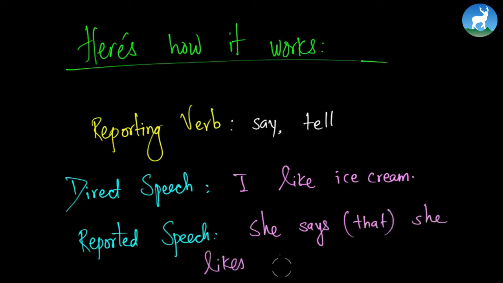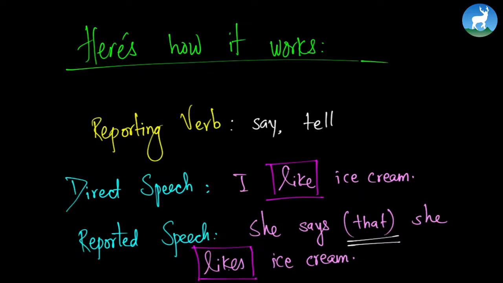Make sure not to make any spelling mistakes. Ice cream. She says that she likes ice cream. That is optional. Without even using that, the sentence is complete in itself. She says she likes ice cream is also correct. We don't need to change the tense. What is the tense here? Like. It is present tense. What is the tense here? Like. So verb, present tense again.